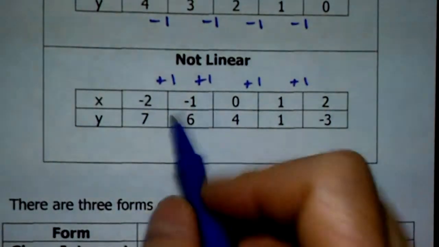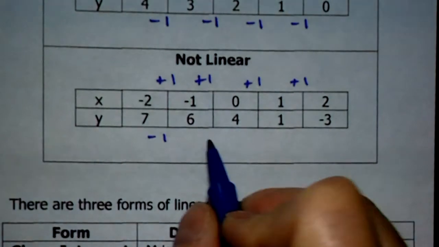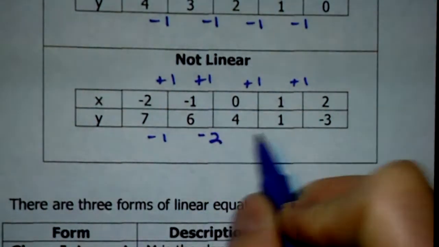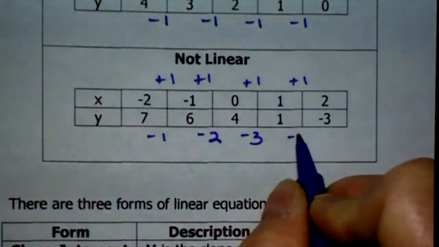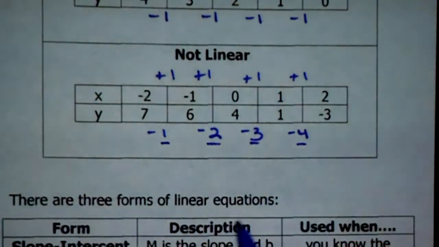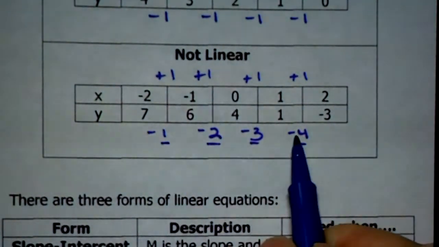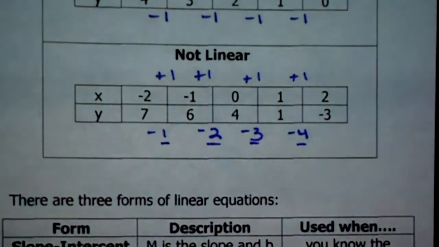So to get from 7 to 6, you take away 1. To get from 6 to 4, you take away 2. And from 4 to 1, we take away 3. And to get from 1 to -3, you're taking away 4. Do you see how this number is not the same? That means this is not linear. This needs to go up or down by the same amount. I know there's a pattern here, but it's not a linear pattern. So that's how you would identify a linear relationship from a table.